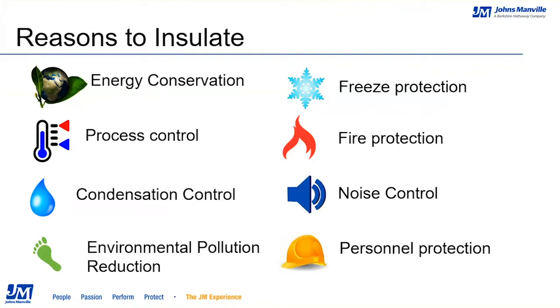Environmental pollution reduction. Since insulation limits heat loss or gain in a system, it helps to reduce the demand for natural gas, propane, or other fuels that create greenhouse gases. Freeze protection. Insulation protects against heat loss, which reduces the potential for pipes to freeze. Fire protection. Fiberglass is not a fuel source for fire, and it helps keep combustible material below ignition temperatures longer than if it were not insulated.